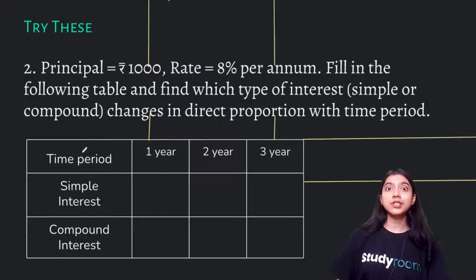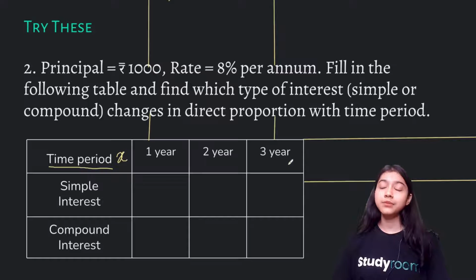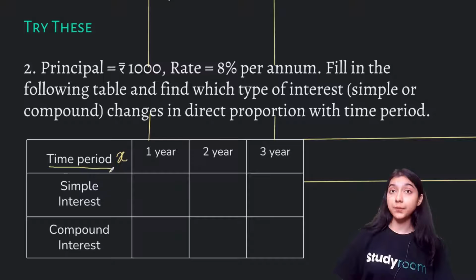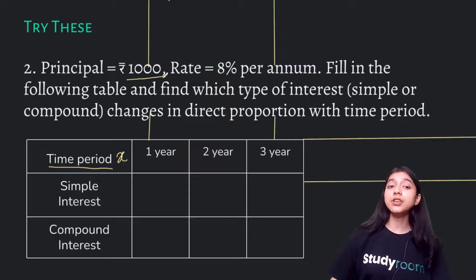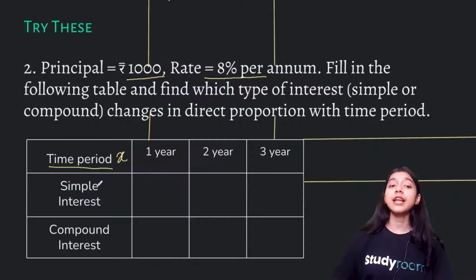Now let's try a different and a new problem. So what we have over here is time period as a variable, let's say x. So time period is a variable, it keeps on changing. 1 year, then the time period becomes 2 years, and then it becomes 3 years. What we have to do is, we have to at first calculate simple interest when the principal given is 1000 rupees and the rate is 8% per annum for first year, second year and third year. That means we have to calculate simple interest for these three cases.